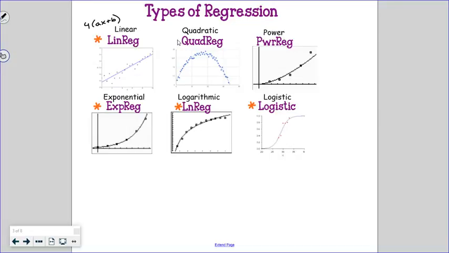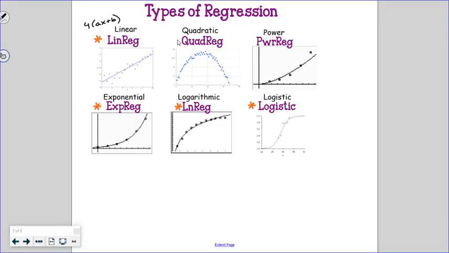Quadratic regression would be the one you would have used for your warm-up today. If you looked at that and you see a shape of a parabola, it doesn't matter if it's upside down or right side up like you guys saw. That's a quadratic regression. Power regression and exponential look very similar, and we'll talk about how to tell the difference between the two of those.